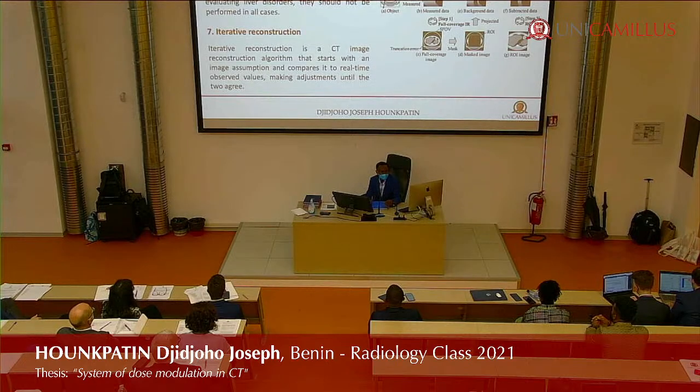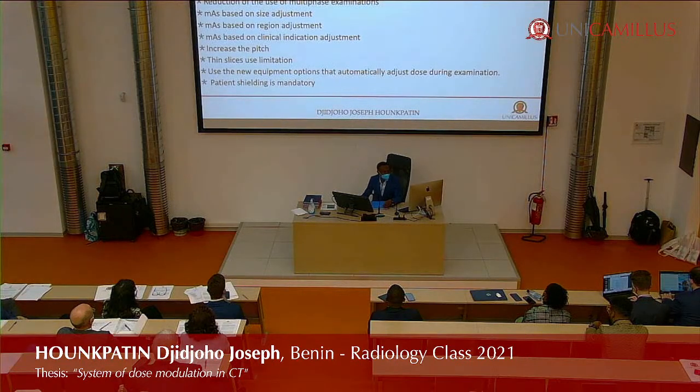has just been introduced for use in CT, computed tomography image reconstruction, and can reduce the dose by up to 50% when compared to the typical filtered back projection method.